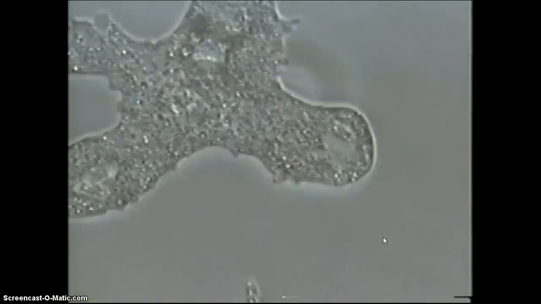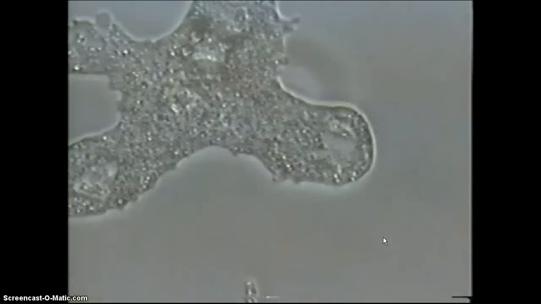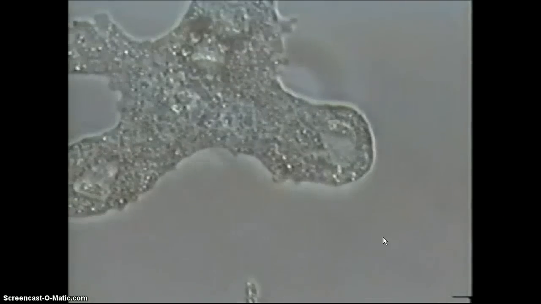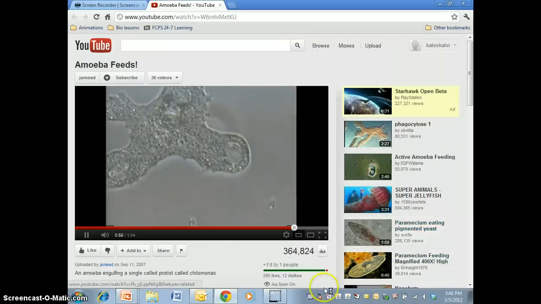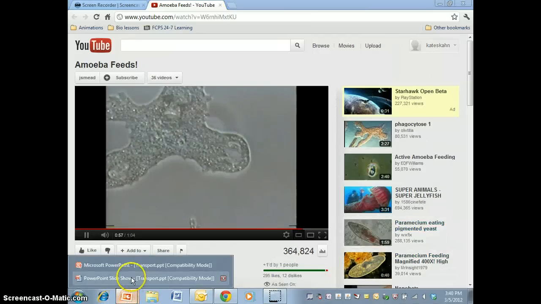Now sometimes instead of calling this endocytosis, it's called phagocytosis. Stop laughing. It's not funny. No. That always seems to bring about a giggle.